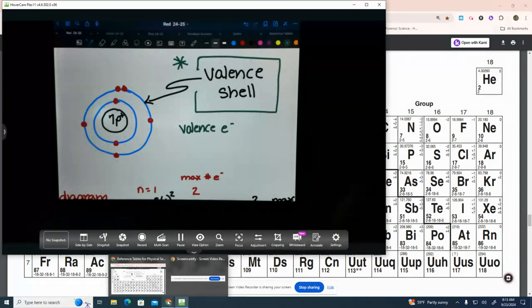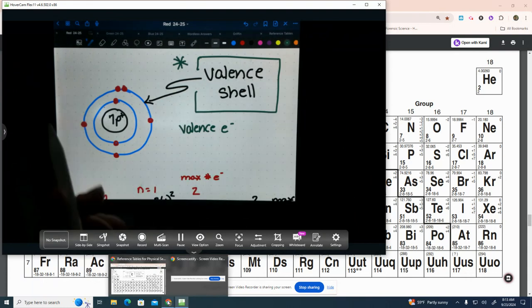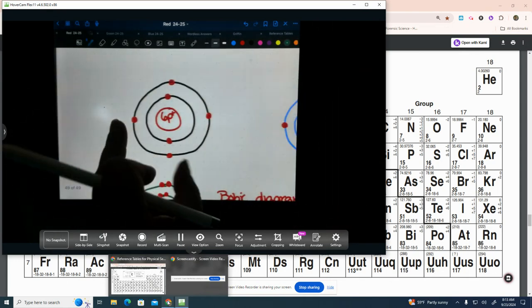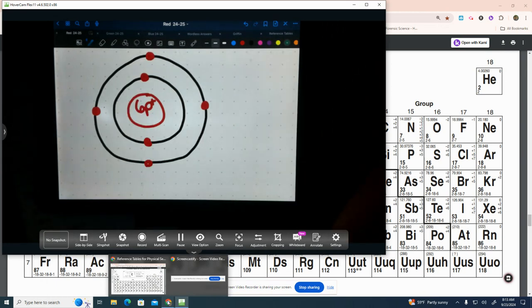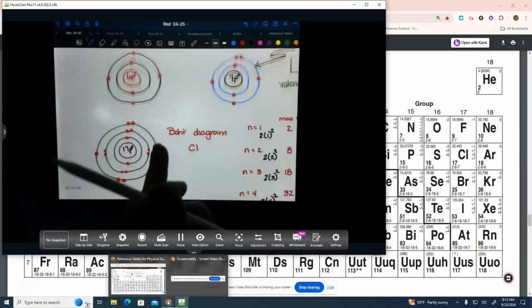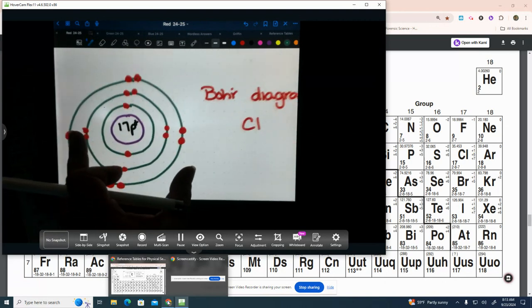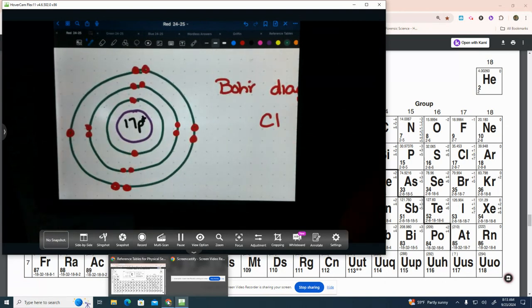So where do we find valence electrons? In the valence shell. So this is nitrogen, and I knew it was nitrogen because it has 7 protons, right? That nitrogen has how many valence electrons? 5. Okay. Carbon has how many valence electrons? 4. And, chlorine has 7. Okay.